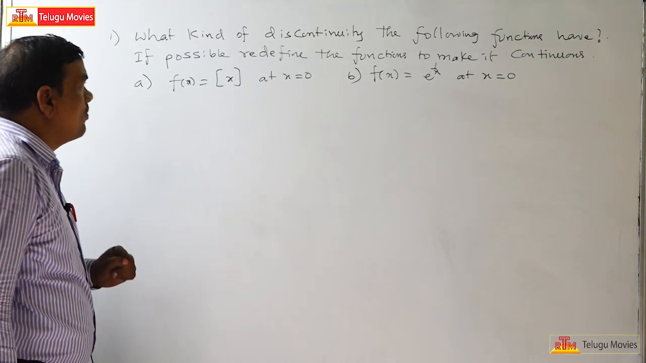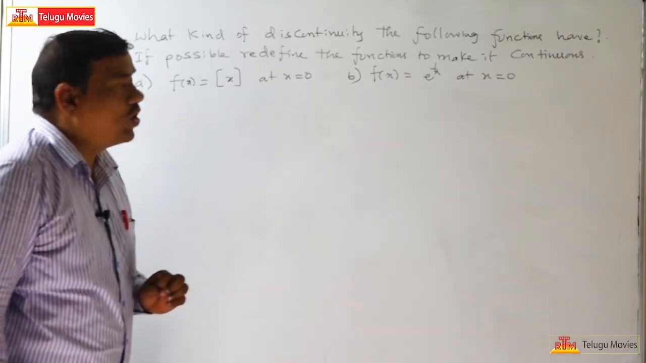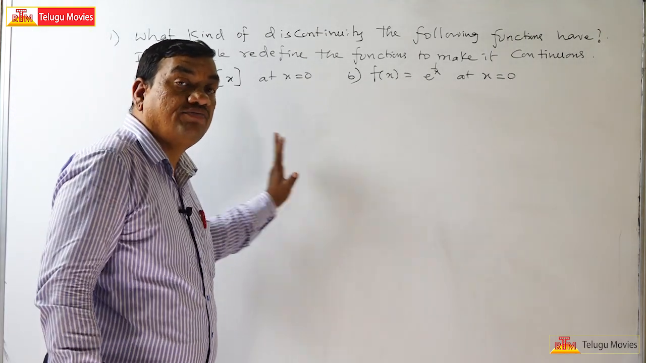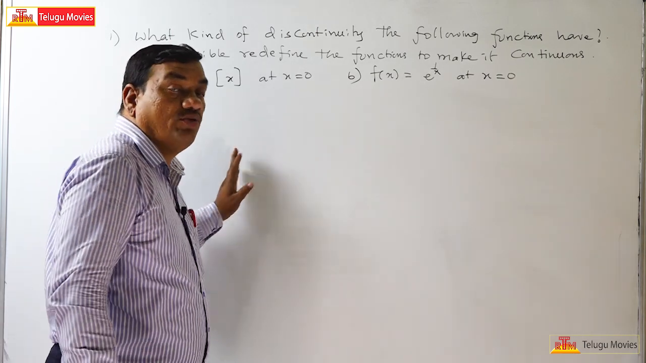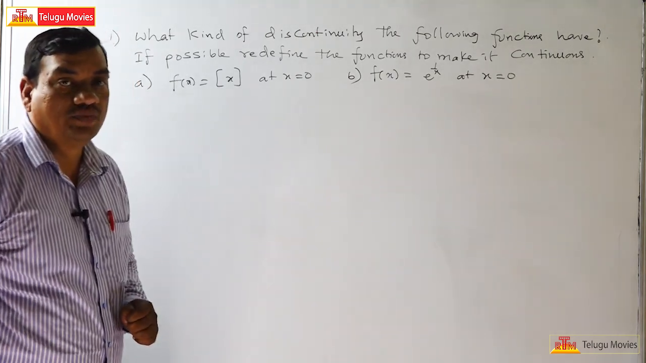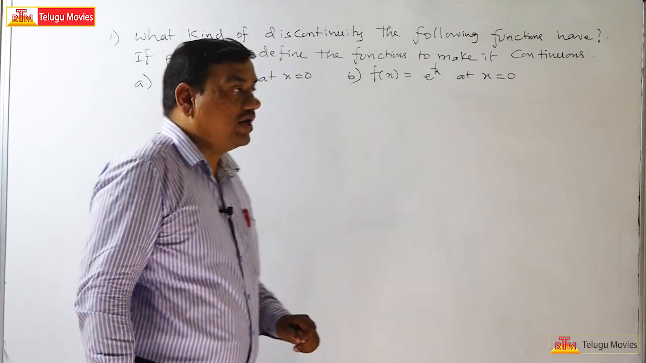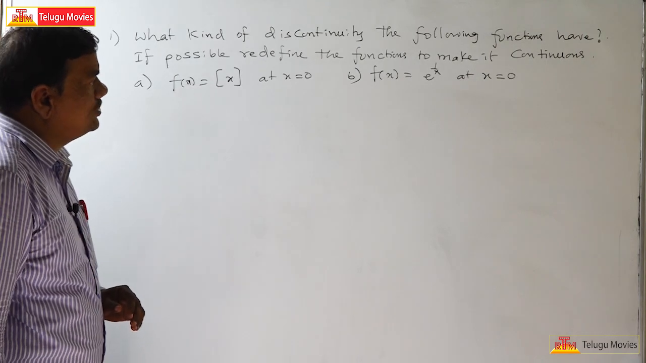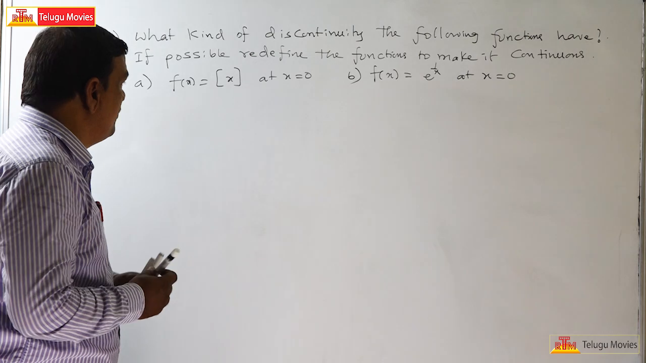Such type of problems ask what kind of discontinuity the following functions have. We have almost 5 types of discontinuity: removable and non-removable. In removable, 2 types; in non-removable, 3 types: infinite type, finite type, oscillation type. Also, if possible, redefine the functions to make them continuous. Let us see the first problem.